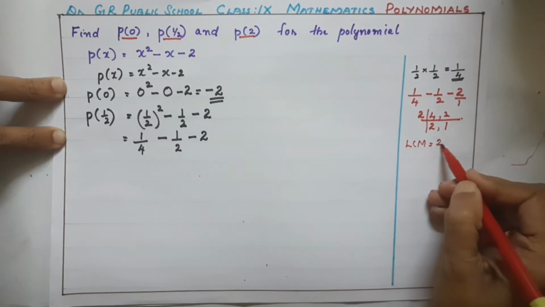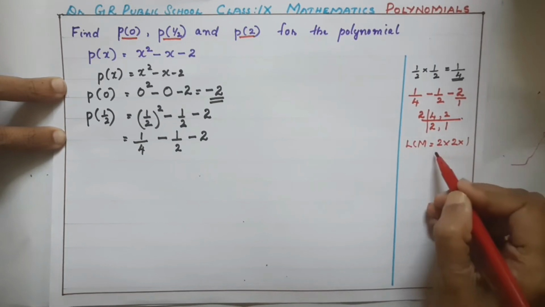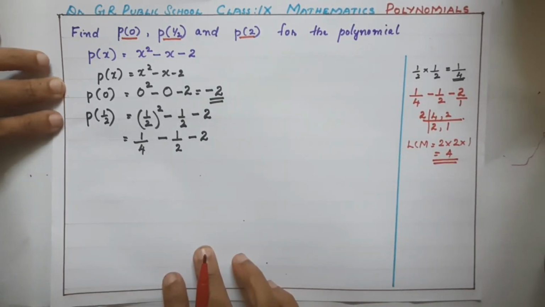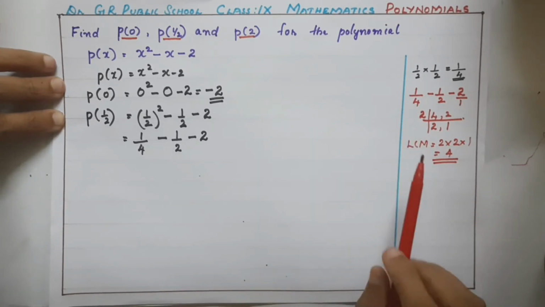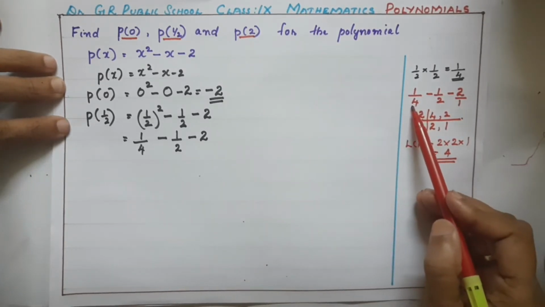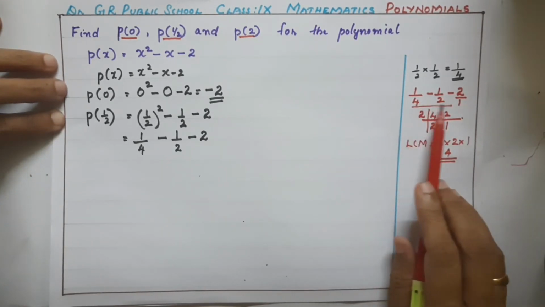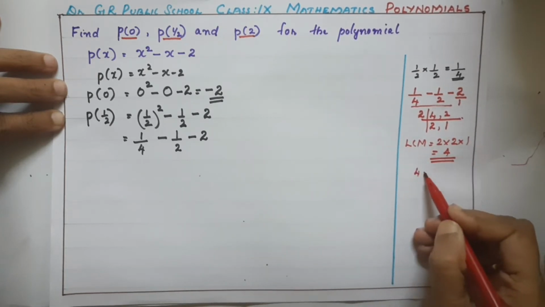2 into, then we have to take these two, 2 into 1. It is 4. Like this you can find out, or you can write the LCM directly. How will you write the LCM of these numbers directly? Do you know? What are the numbers here? 4 and 2 and 1.